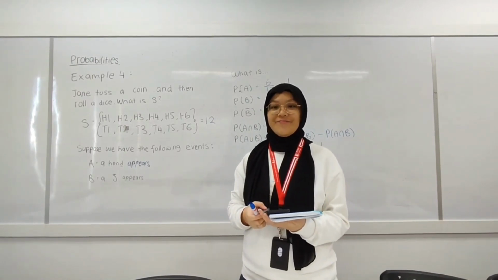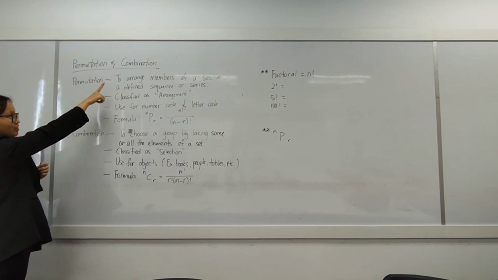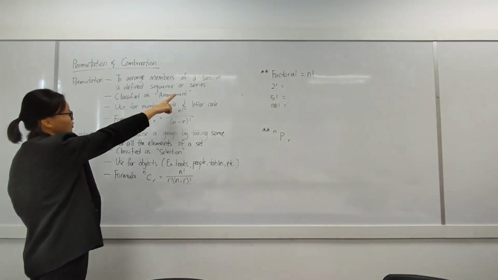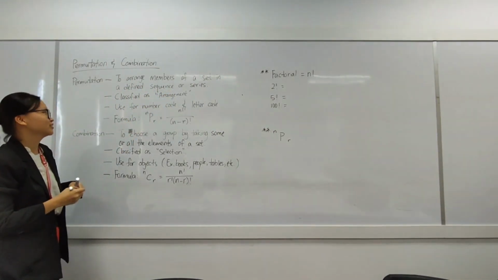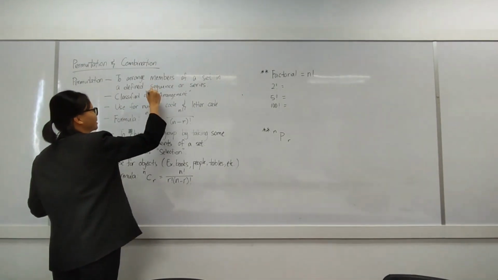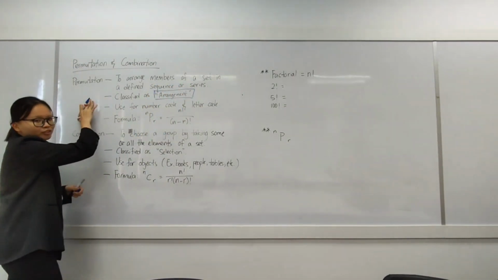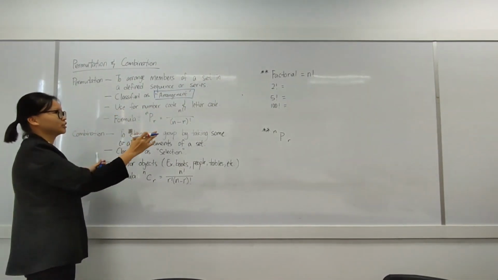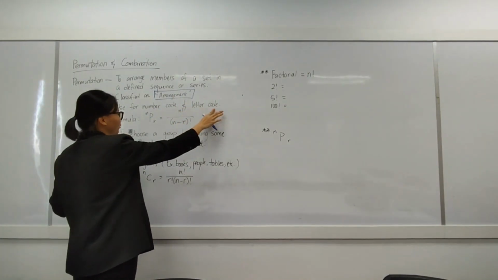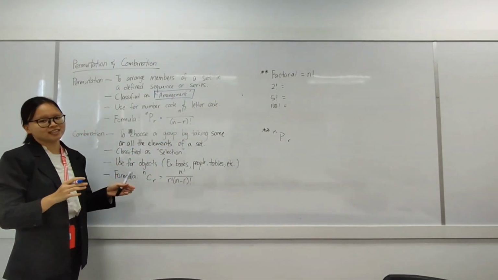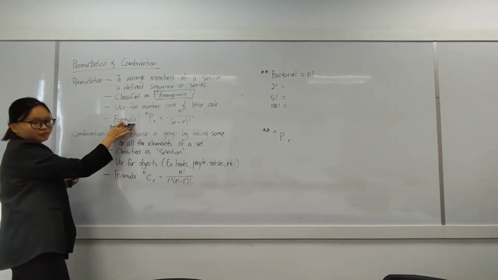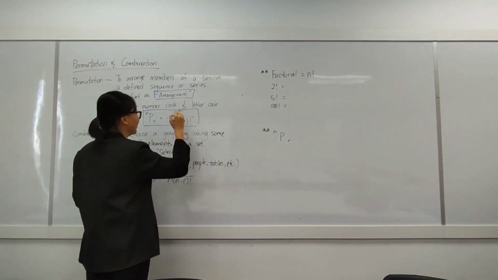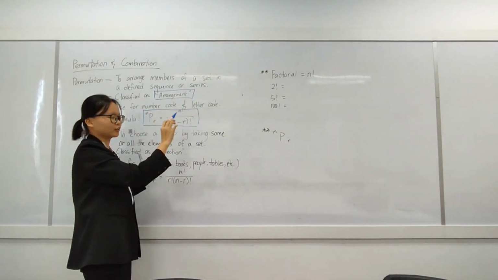Thank you. So now we will go to permutation and combination. Permutation is used to arrange members of a set in a defined sequence or series. So it is classified as arrangement. In permutation, arrangement is very important. It is used for number codes, which is 1, 2, 3, 4, and then letter codes, which is A, B, C, or D, and so on. For the formula, it uses nPr equals n factorial over n minus r factorial.